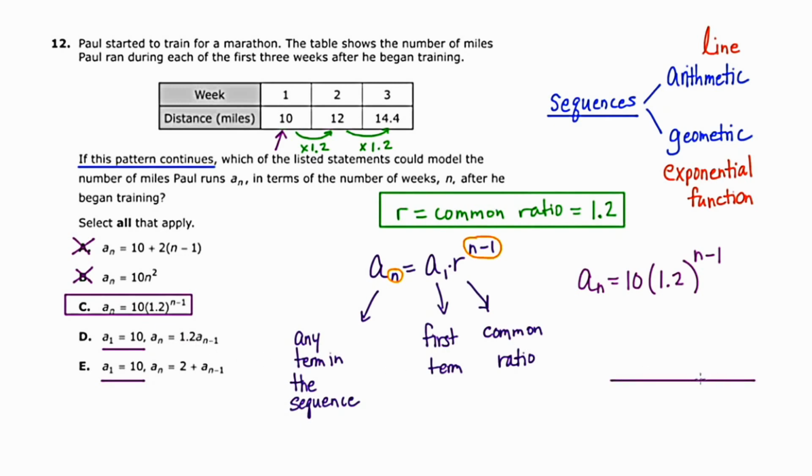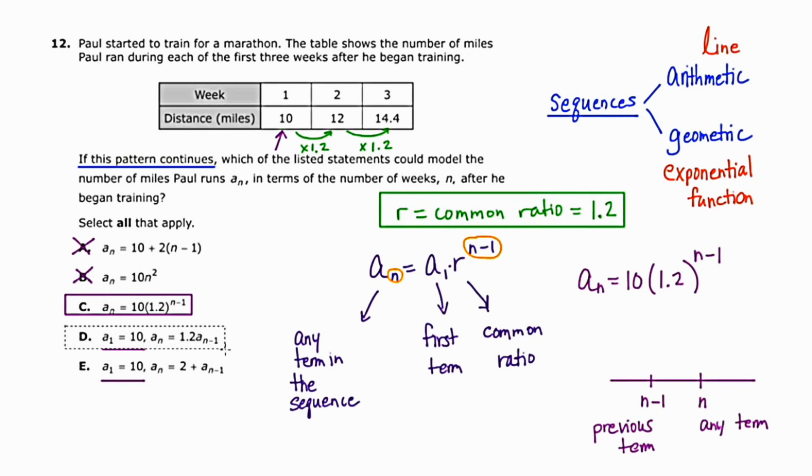If we look at a number line for a moment, and I call this n, the value right before it would be called n minus 1. So if we think of this as any term, then the term before it would be called the previous term. So in choice D, the first term is 10, and any term on the list is going to be 1.2 times the previous term. And this also works, so this is also a valid choice.